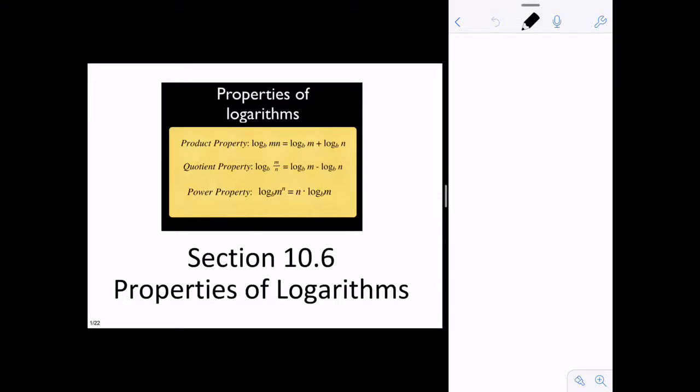Properties of logarithms. What we're going to find out is that all the properties come from exponential functions. So remember the definition of a logarithm: b to the y is equal to x if and only if log base b of x is equal to y. Notice that the base is the same thing.